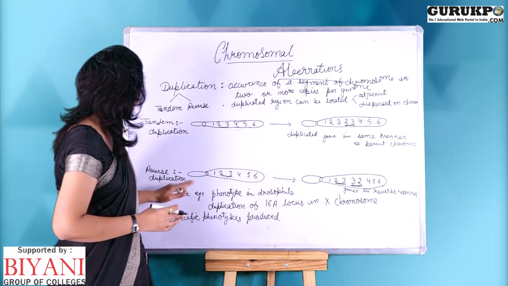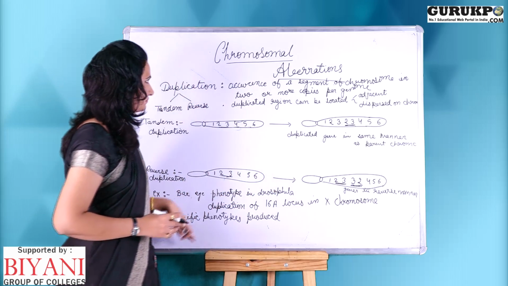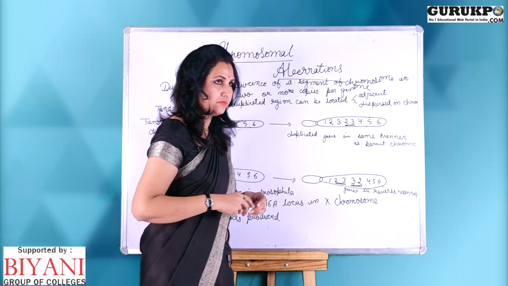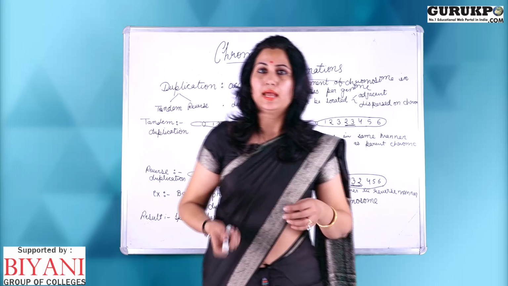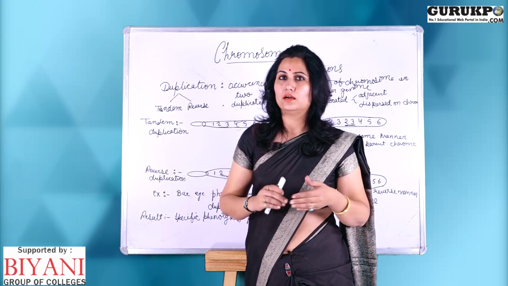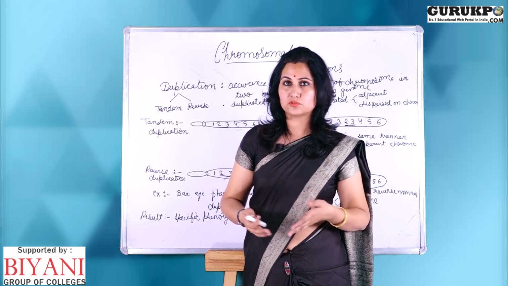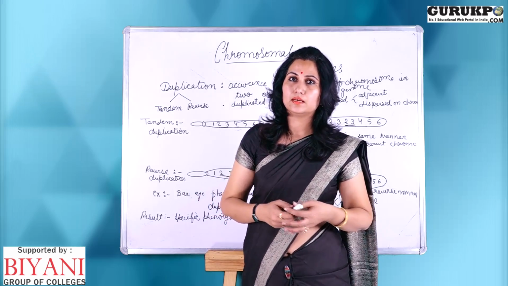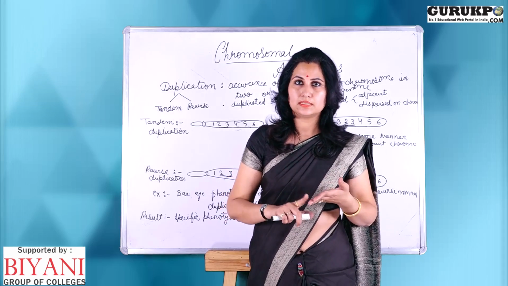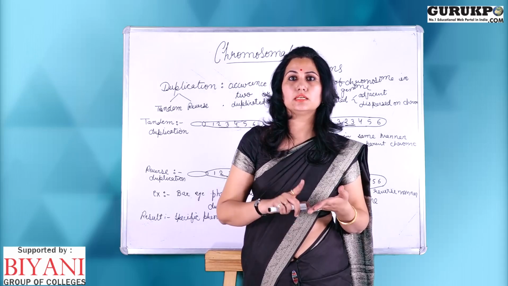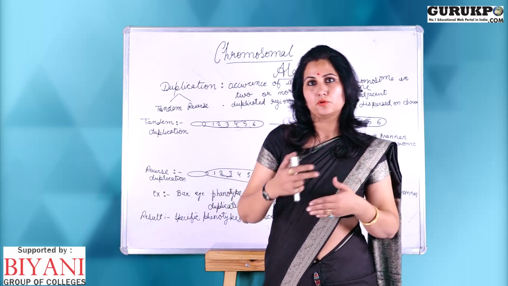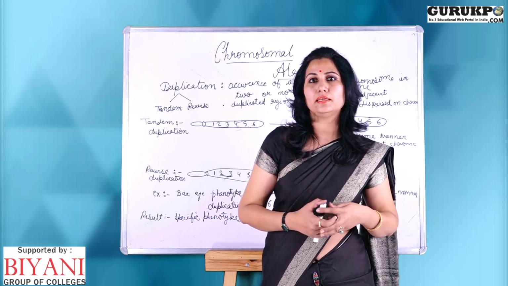So such kinds of duplication processes produce several specific types of phenotype, and one important and interesting example of it is the bar eye character of Drosophila, or fruit fly. In Drosophila, in the X chromosome, there is a locus that is 16A. The 16A locus gets duplicated, due to which the Drosophila has the bar eye character.